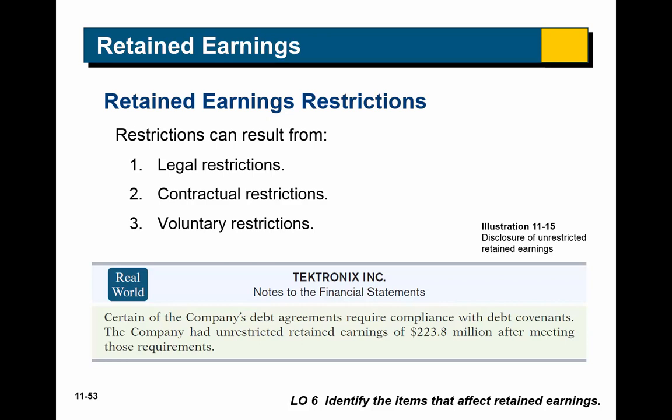Sometimes a company has what's called a retained earnings restriction. What that means is even though they have a certain amount of retained earnings on their balance sheet, they can't use all of them because they're tied up in other things, contractually, legally, or sometimes voluntarily. So what they'll do is put a note in their financial statement saying that of their retained earnings, a certain amount is restricted and a certain amount is unrestricted.